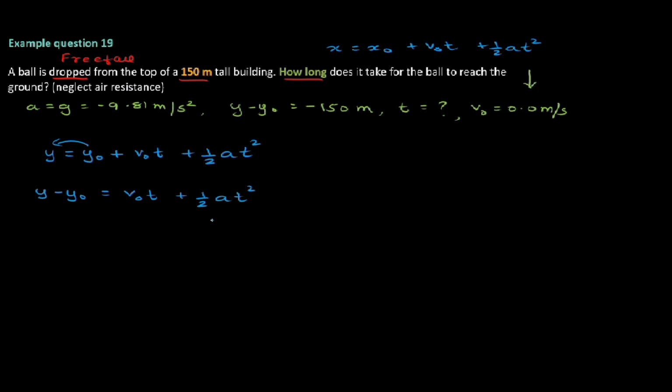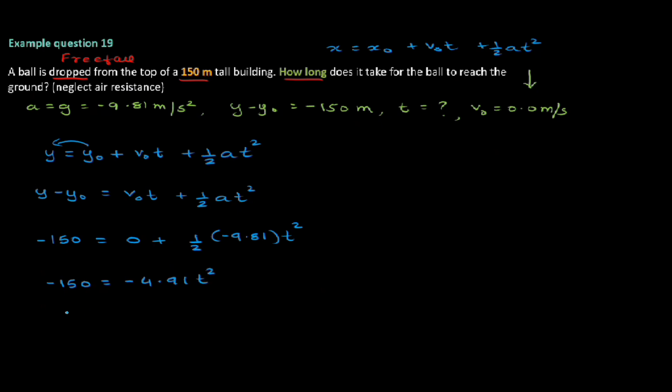Now, I want to calculate the time t. So we can first substitute what is given to us. y minus y0 is negative 150. Again, the negative sign here is because the ball is falling down. v0 is 0. Initial speed is 0. So when you multiply anything with 0, you get 0, plus half. Acceleration here is g, the acceleration due to gravity, so negative 9.81. And I want to find t. So we get negative 150 equals, when you divide 9.81 by 2, you get 4.91 t squared.